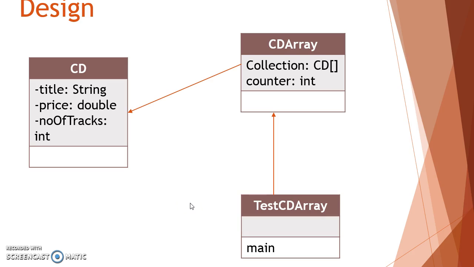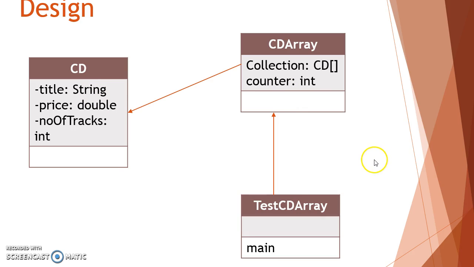Basically, in the design for the solution of the exercise, we created these classes. The first one is the CD class with its attributes, which are title, price, and number of tracks. And we have a CD array class which handles all the array operations, where in this class we created the array of CD and named it collection. And we have the test class to test the classes.